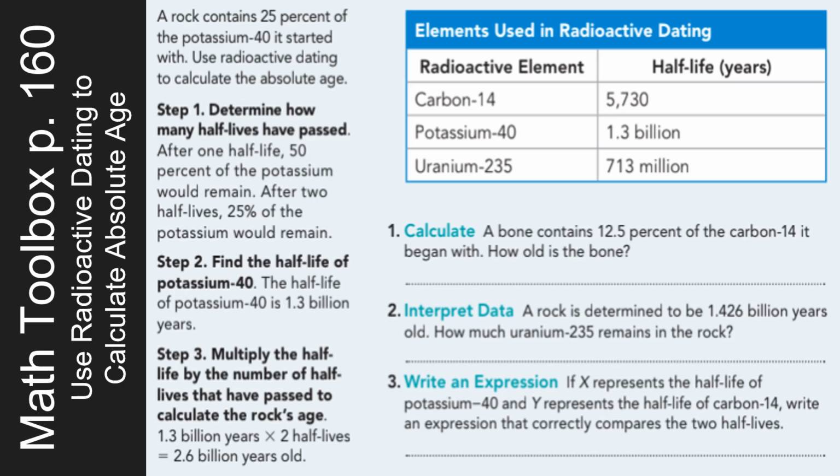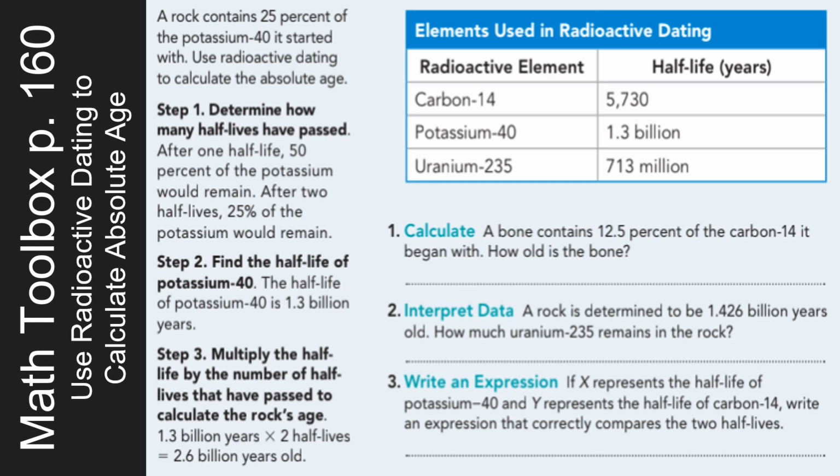All right, so now we're going to do the math toolbox from page 160. Use radioactive dating to calculate absolute age. A rock contains 25% of the potassium-40 it started with. Use radioactive dating to calculate the absolute age. Determine how many half-lives have passed. After one half-life, 50% of potassium would remain. After two half-lives, 25% of the potassium would remain. Find the half-life of potassium-40. The half-life of potassium-40 is 1.3 billion years.